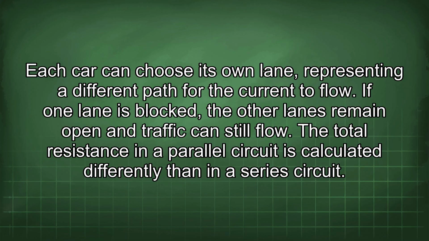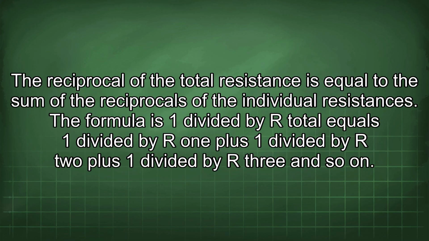The total resistance in a parallel circuit is calculated differently than in a series circuit. The reciprocal of the total resistance is equal to the sum of the reciprocals of the individual resistances. The formula is 1 divided by R total equals 1 divided by R1 plus 1 divided by R2 plus 1 divided by R3 and so on.